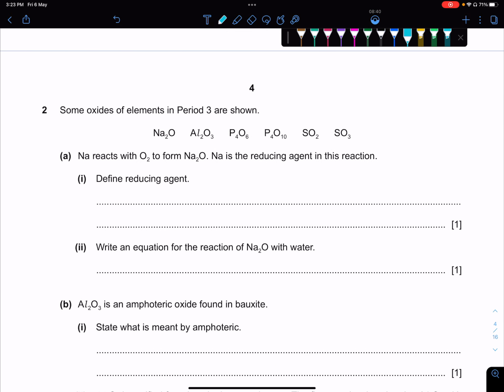We'll be going through this inorganic part very quickly. So the period 3 oxides are shown. We know that sodium reacts with oxygen to form sodium oxide. Sodium is a reducing agent. What is a reducing agent? A reducing agent is a species that reduces another substance by donating electrons. It gives away electrons, so it loses electrons. It itself gets oxidized, but it reduces the other substance, right?